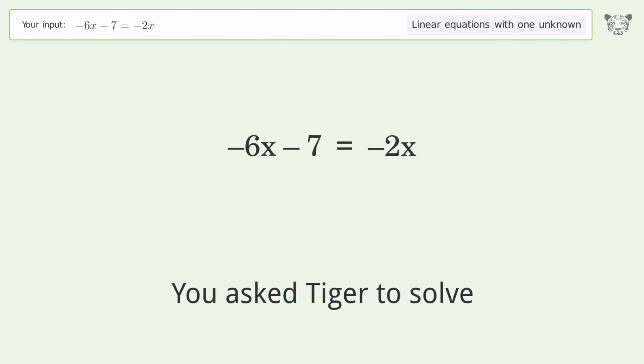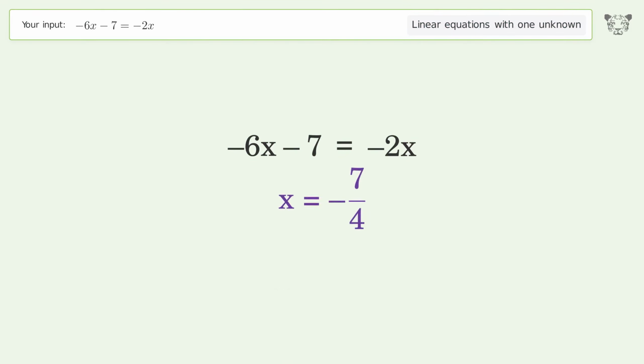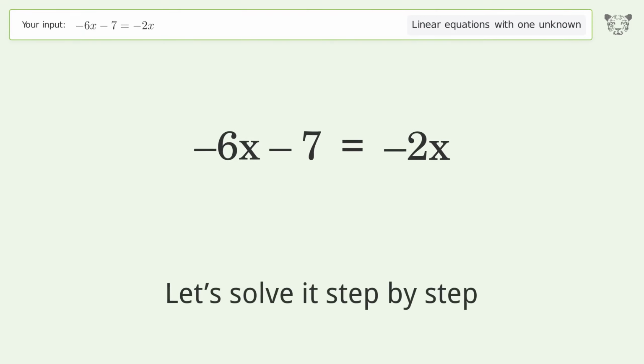You ask Tiger to solve this. This deals with linear equations with one unknown. The final result is x equals -7/4. Let's solve it step by step.